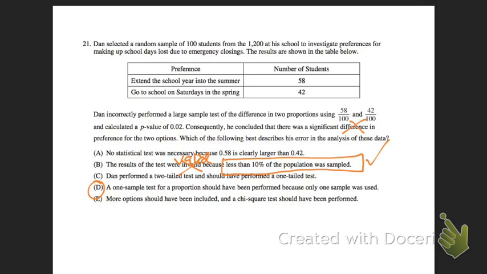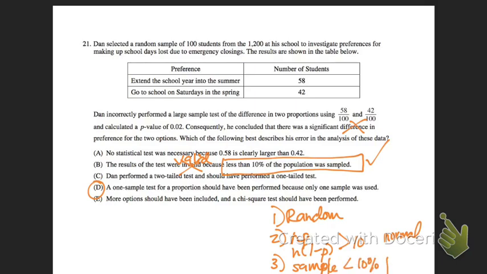So for proportions, my conditions are random, np and n(1 minus p) are greater than 10, and that makes it normal. And then my third condition is sample less than 10% of population. So these are the three that I check, and I want these three things to happen. So B is not correct because it doesn't make it invalid. It actually is a good thing that my sample is less than 10% of the population.